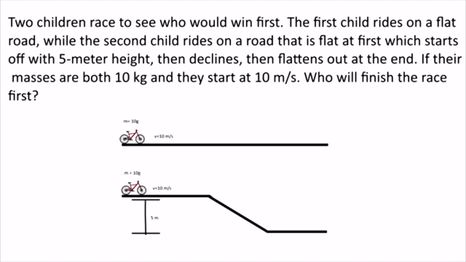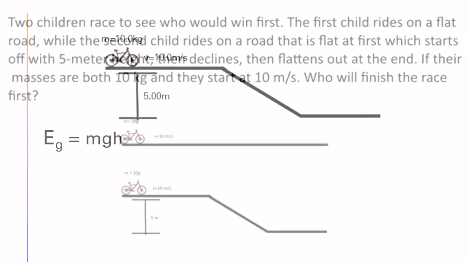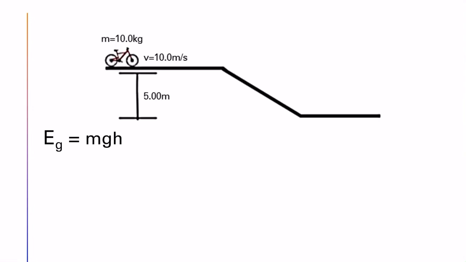Now that Linda and I have taught these concepts, we should go ahead and solve a sample problem. Two children race to see who would win first. The first child rides on a flat road, while the second child rides on a road that's flat at first, but starts off with a 5-meter height, then declines, and then flattens out at the end. If their masses are both 10 kilograms, and they start off with 10 meters per second, who will win the race first?